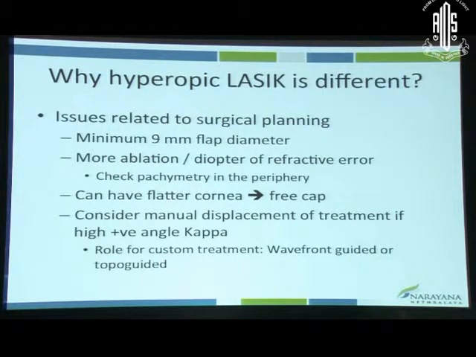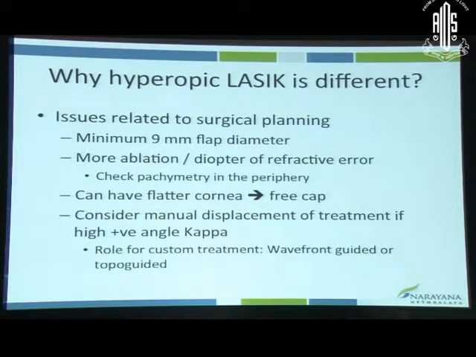With myopia, we are flattening the cornea. With hyperopia, we are ablating peripheral cornea so as to achieve a relative steepening in the center, which is again quite an unphysiological thing which we are accepting. And that's the reason why the hyperopic vision is not the best quality vision as compared to a myopic vision.